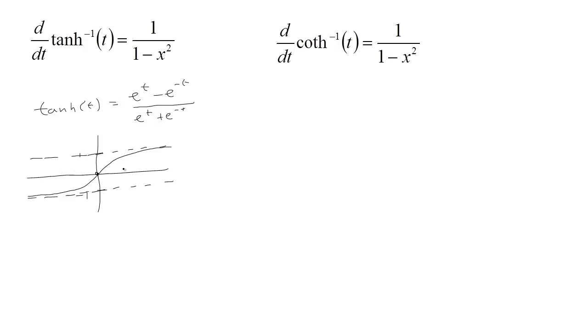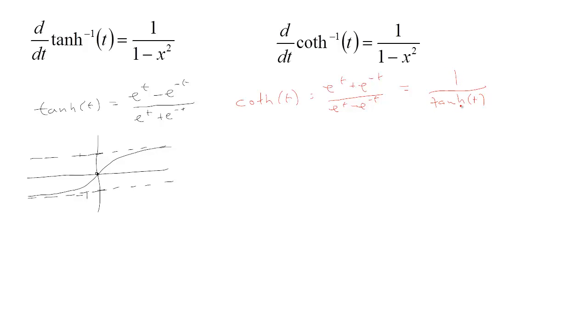Now we can also, while we're at it, get the graph of the cotangent pretty easily, because the cotangent is 1 over the tangent. So the cotangent is equal to e to the t plus e to the minus t all over e to the t minus e to the minus t, or 1 over the tangent of t.